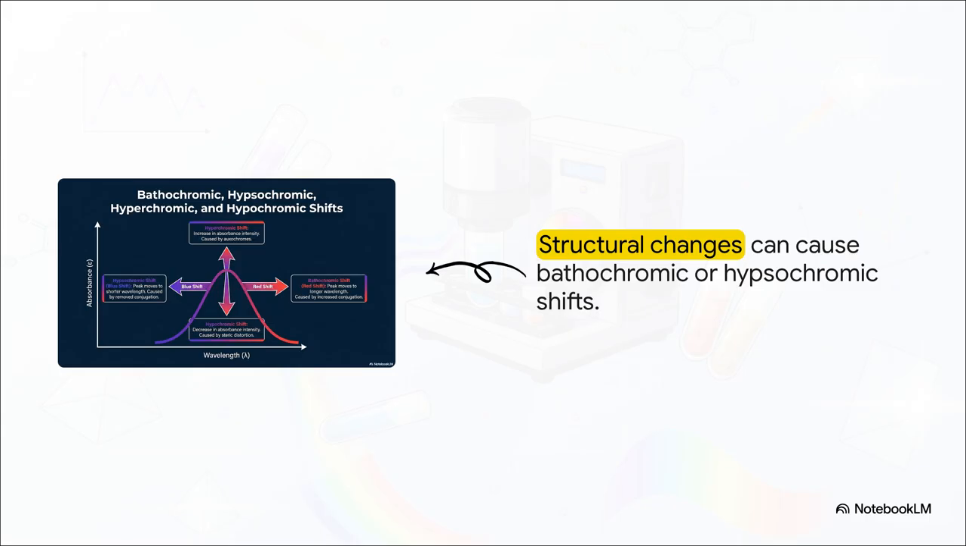Now on the vertical axis, if the absorption intensity suddenly goes up, that's a hyperchromic shift. And if it drops, it's a hypochromic shift. Master these 4 specific terms, and you can read a spectrum like a map.